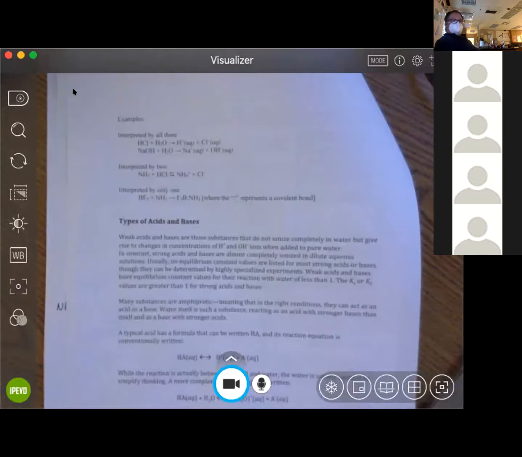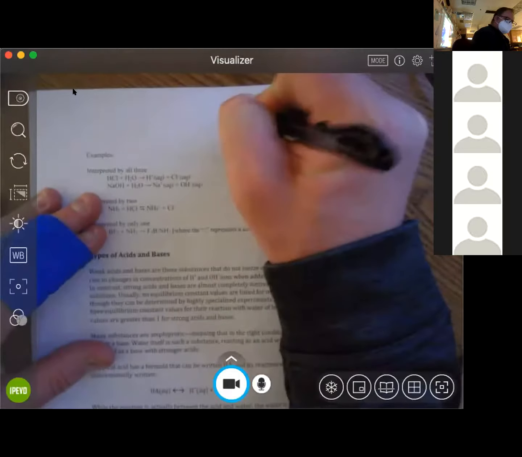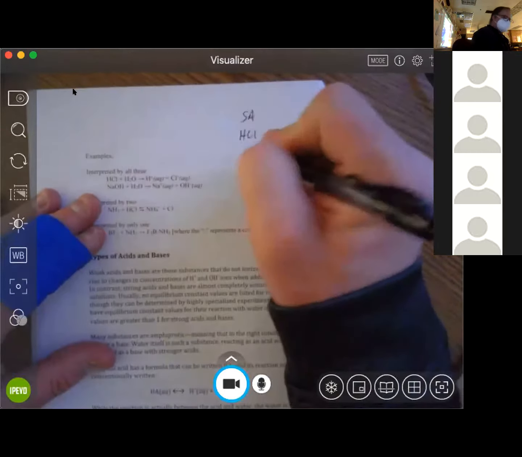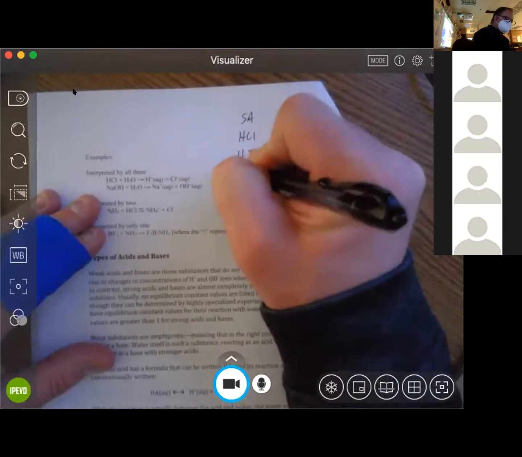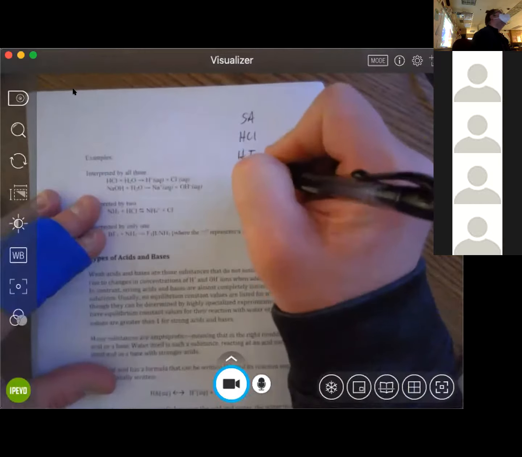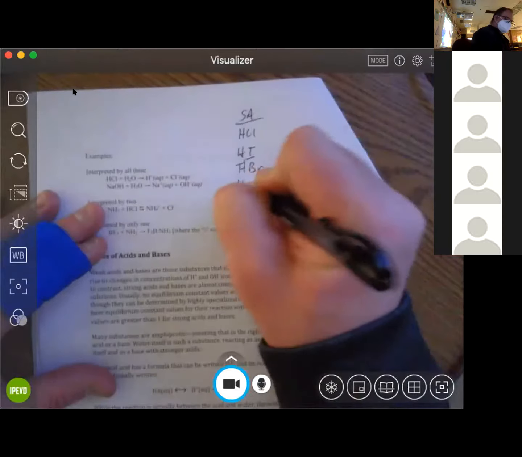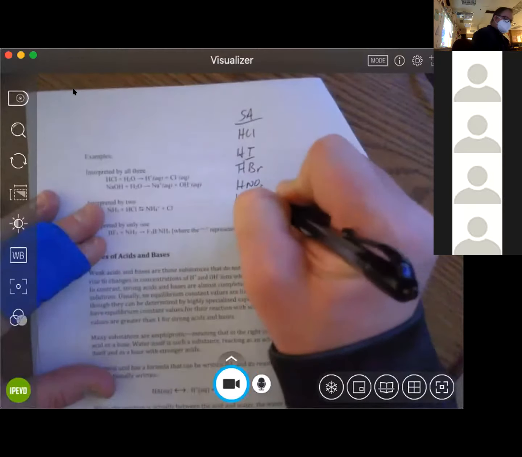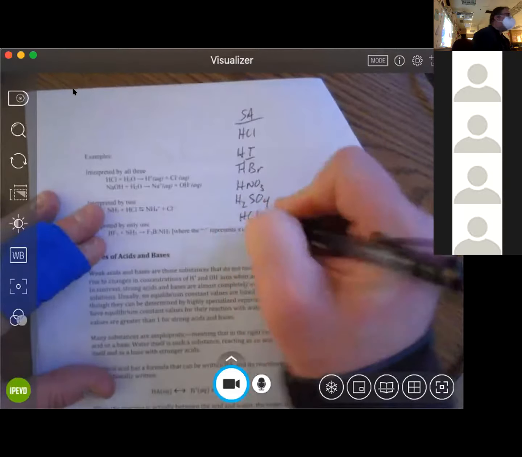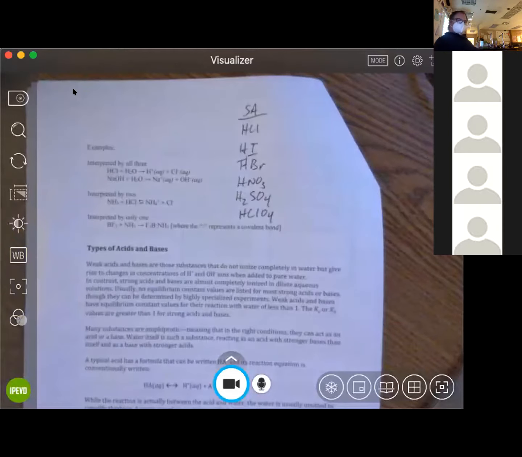So how does all this tie into the equilibrium? Well, we know that there are strong acids and strong bases. We have HCl, HI, HBr, HNO3, H2SO4, and HClO4. These are the strong acids.